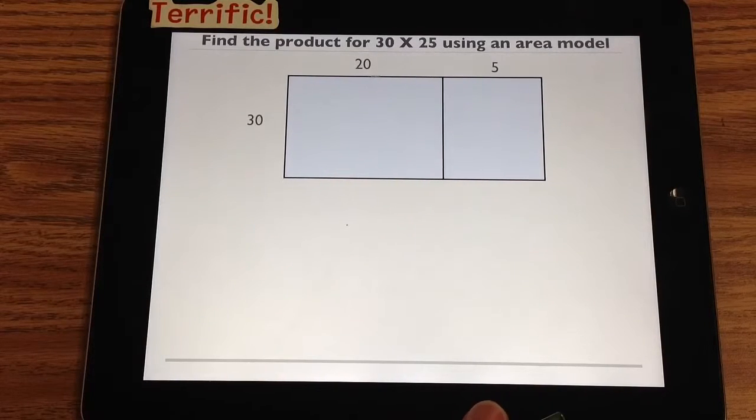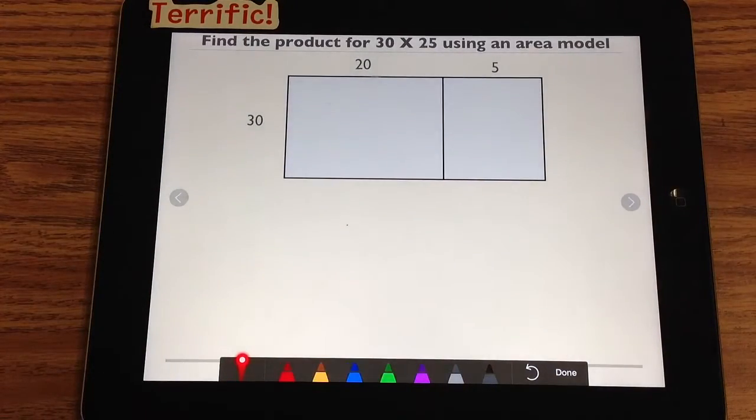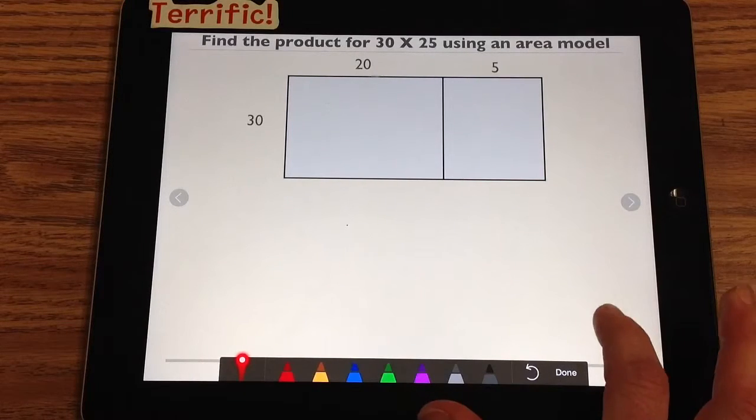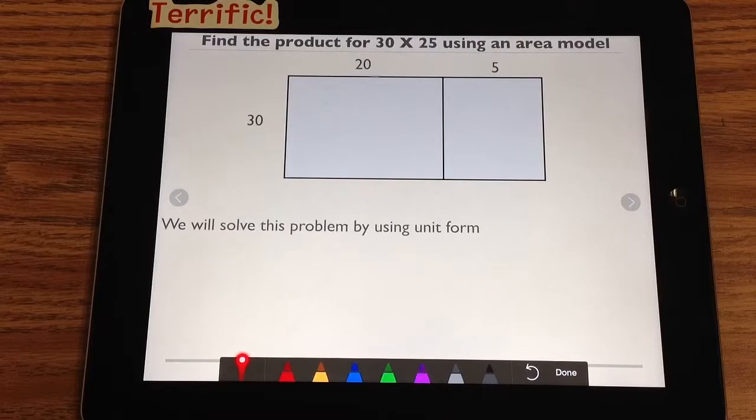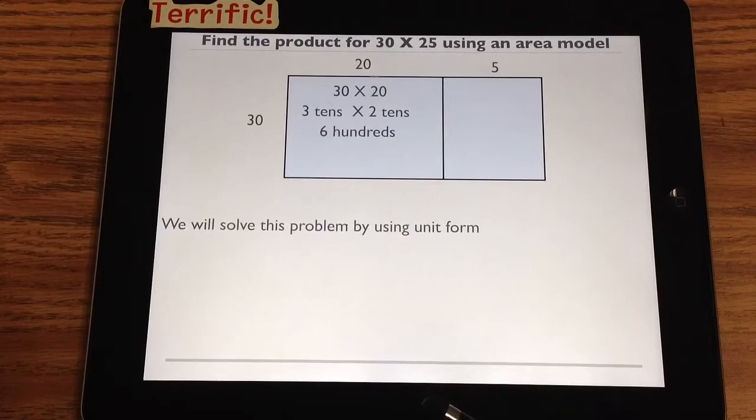Now we know how to find the area. We do what? Right, length times width. So if I take my length times my width, then I would end up with 30 times 20. And we're going to talk about using unit form because the unit form helps us to break it down easier. So we're going to start out with 30 times 20, which is the same as 3 tens times 2 tens. 3 tens times 2 tens is the same as saying 6 hundreds, because 3 times 2 is 6, and 10 times 10 is 100. Therefore, it's 6 hundreds.